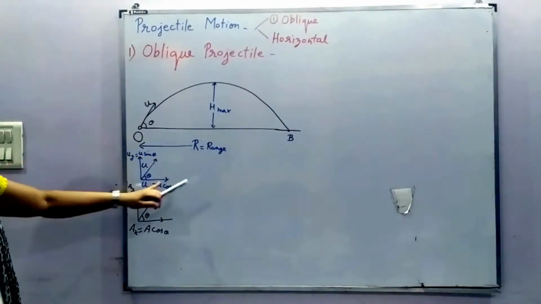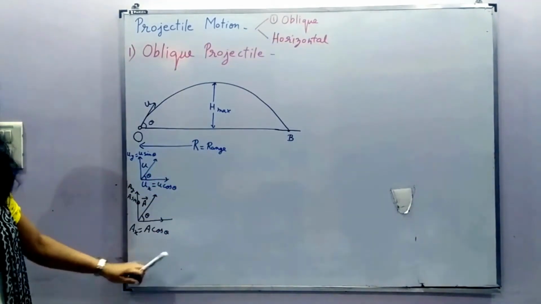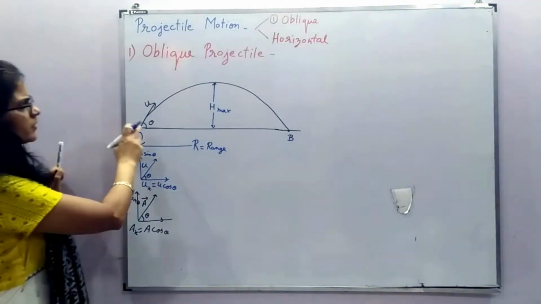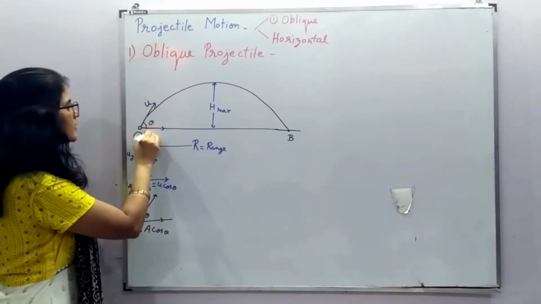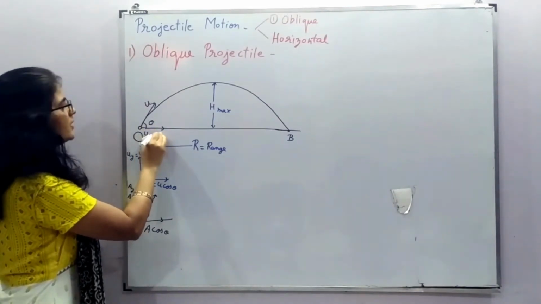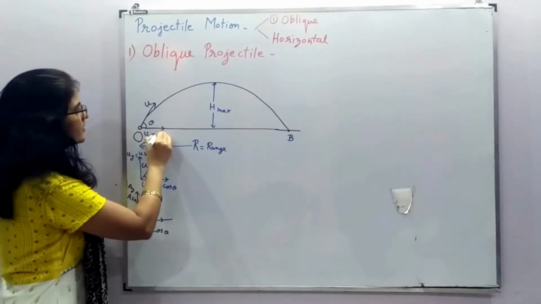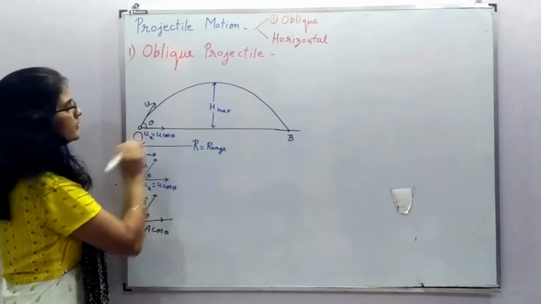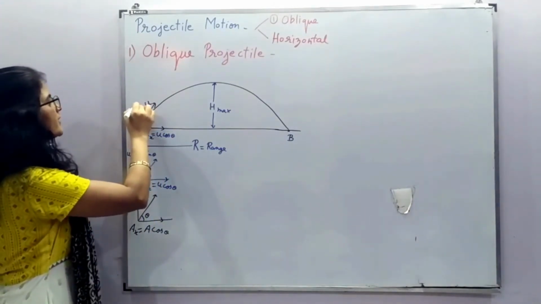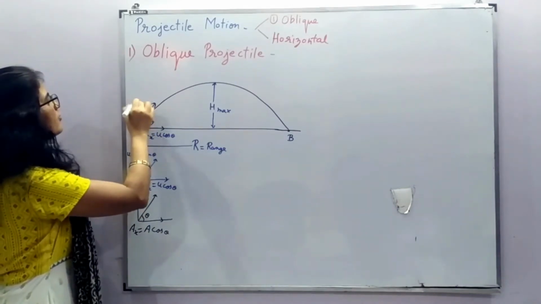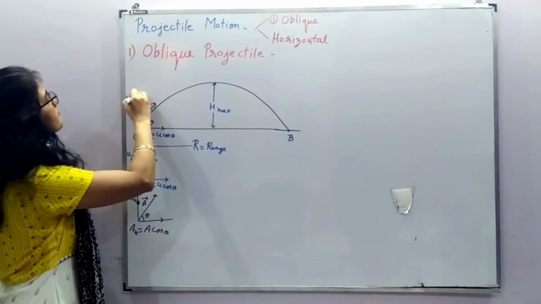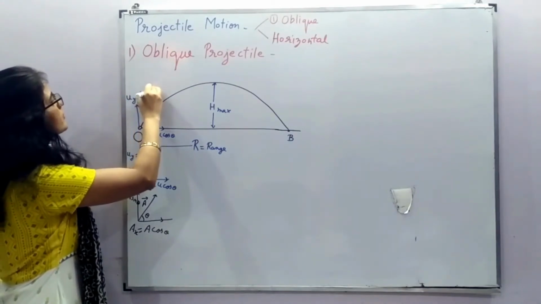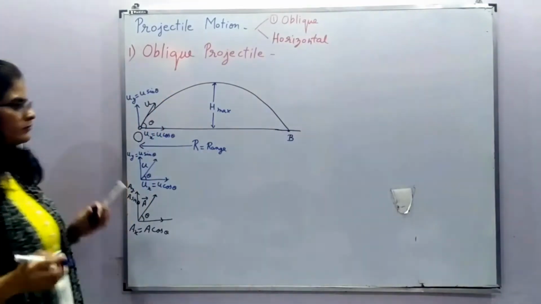So in this diagram, you can relate these two cases because you have already studied this. Now you can apply this in the diagram. That means here, this initial velocity along horizontal direction is u cos theta. And the initial vertical velocity is u sin theta.